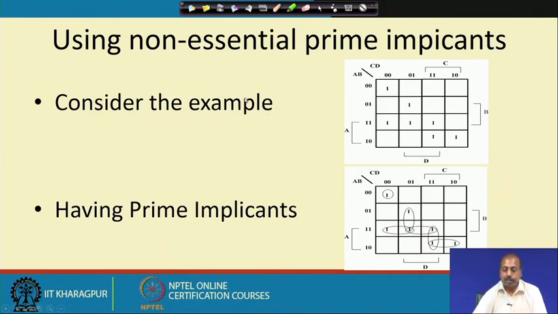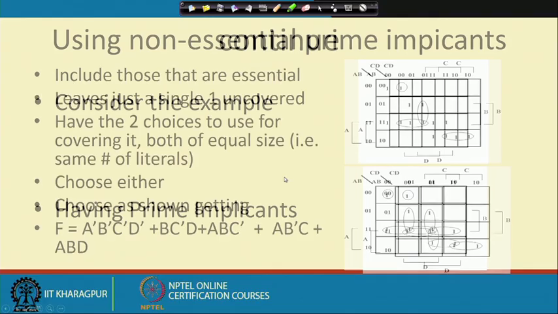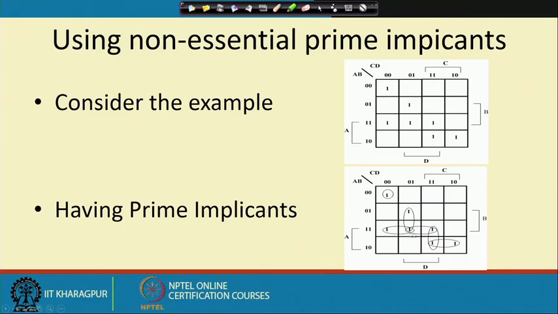Now, non-essential prime implicants: sometimes, if you take this example, you see that if you take only prime implicants, you will get a grouping like this. But you see that this particular one is covered more than once. So we are taking some non-essential prime implicants. So, include those that are essential. In the previous case, this is showing all the implicants that I can make.